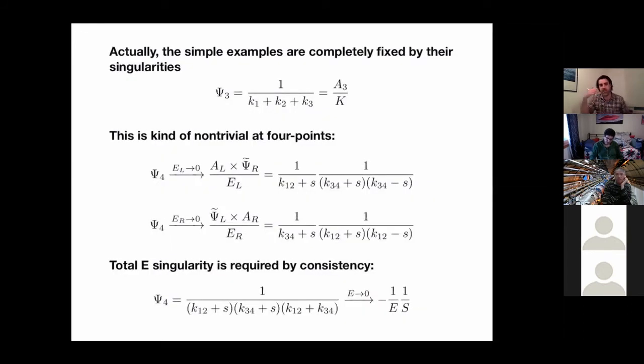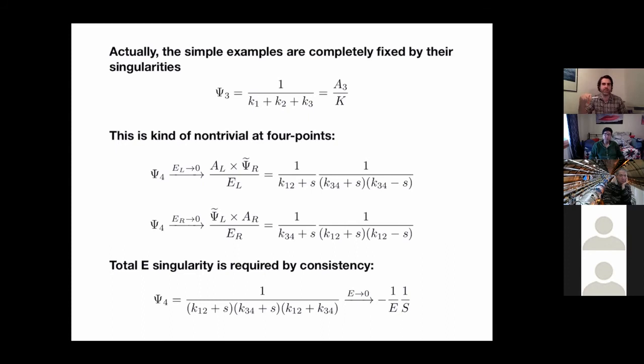Actually, the model I'm describing to you is so simple that many things are totally fixed already by the singularity structure. At 3 points, it's essentially trivial. I've told you that this thing has a 1 over total energy singularity.